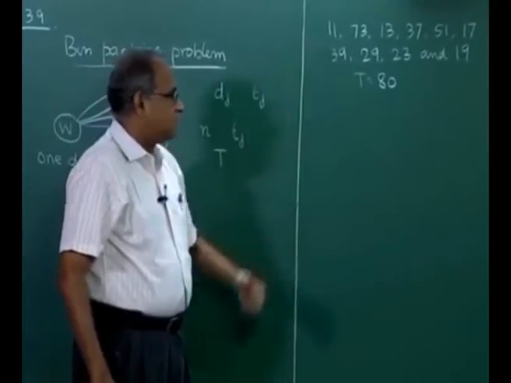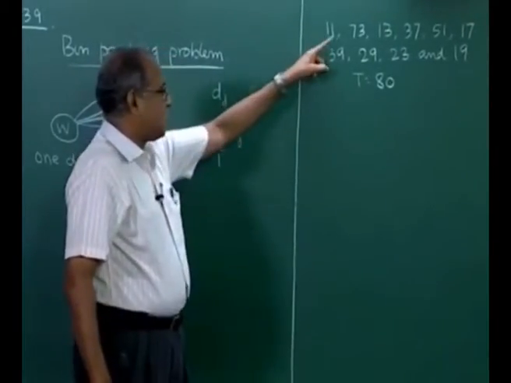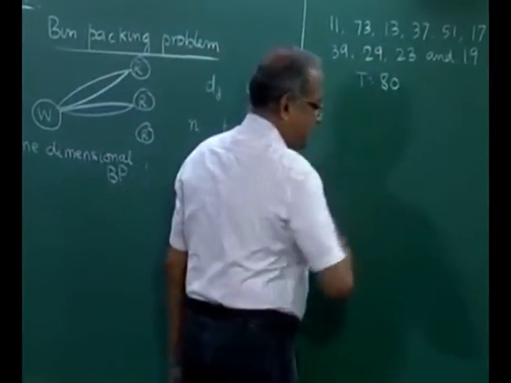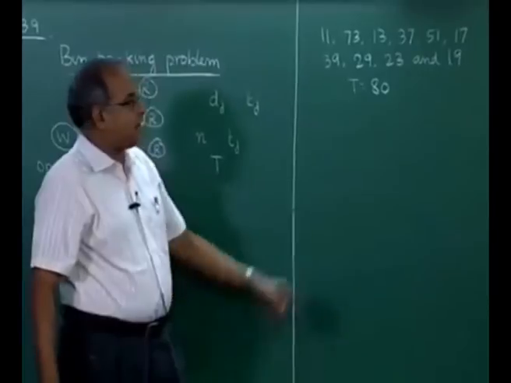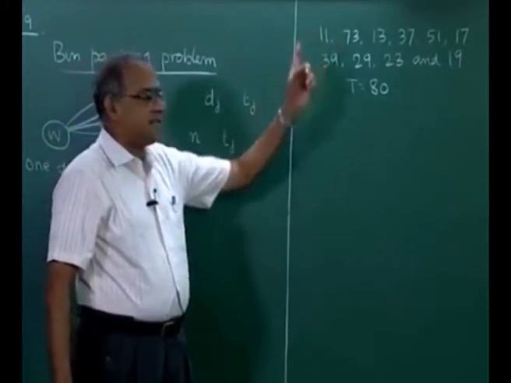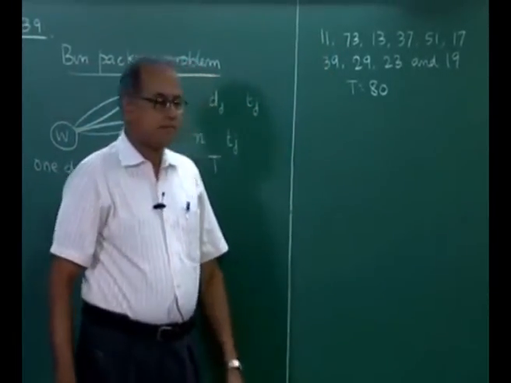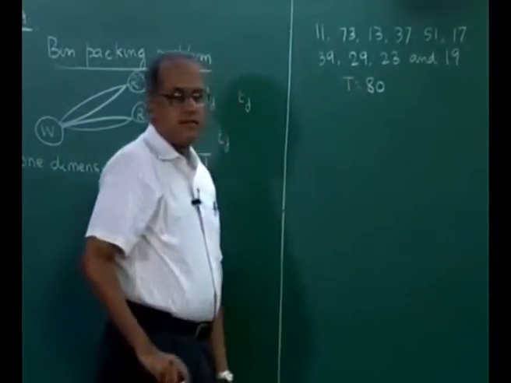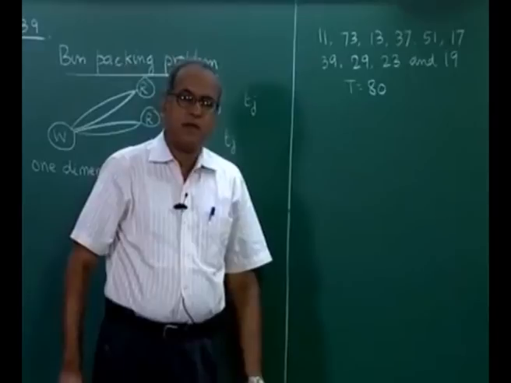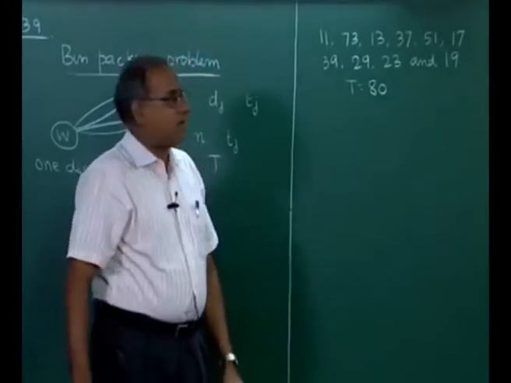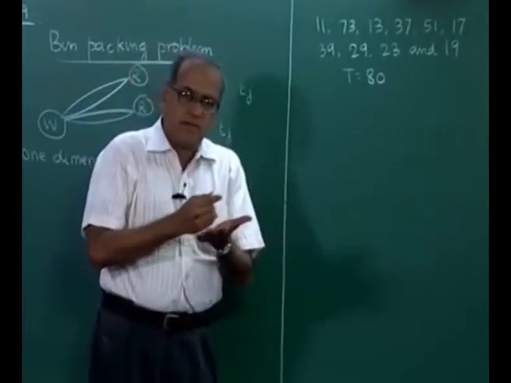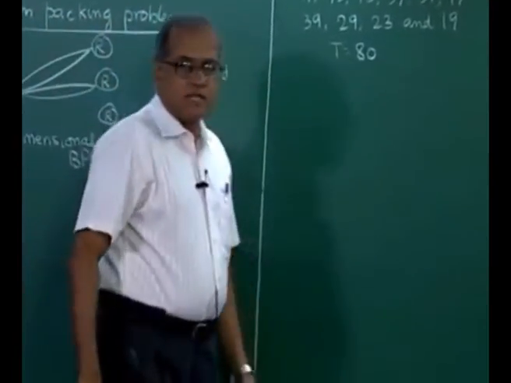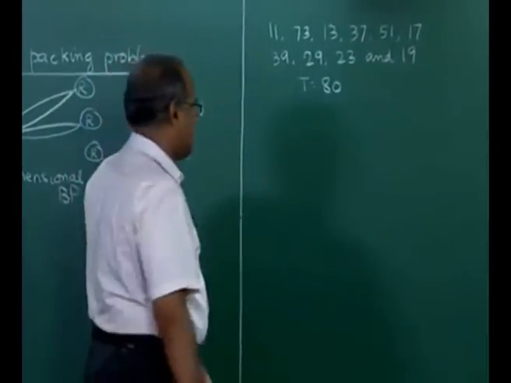Now, we have to find out which of these items go where. We can treat each one of these as items that go into a bin. The bin's length is 80, and items have lengths 11, 73, 13, 37 etc. So, which of these items will go to which of these bins such that we minimize the number of bins as well as ensure that the length of the items that go into a bin does not exceed the bin length? We have seen the formulation in the previous lecture.